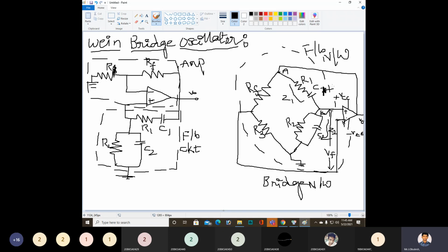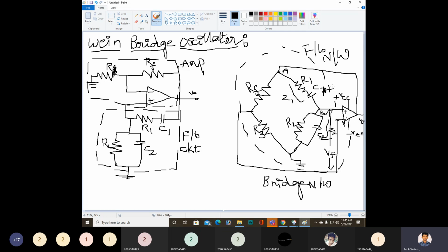Okay, let us assume the bridge in balanced condition. The phase shift is 0 or 360 degrees. If the bridge is in balanced state only, then you will get the phase shift as 0. If the bridge is not in balanced state, what will happen?